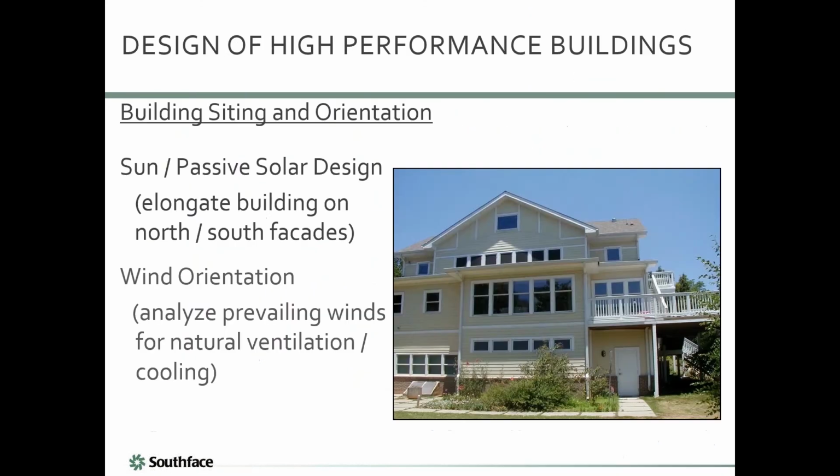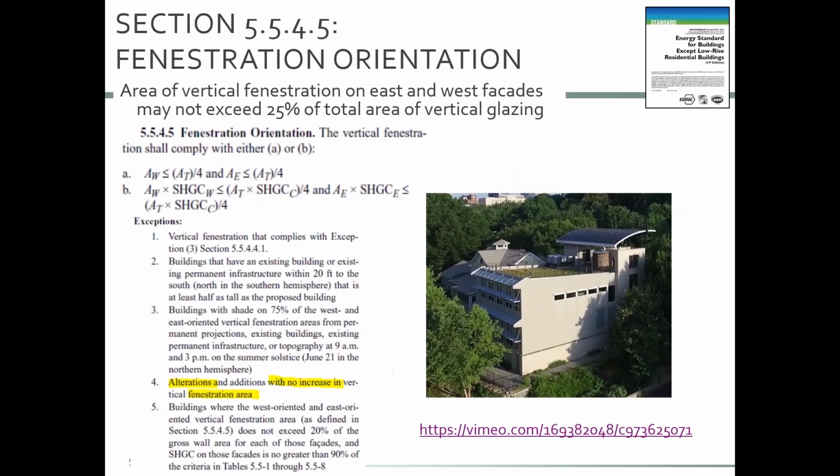There's always exceptions. I'm not going to go through them. I'll skip all that. This is one that I did want to mention, that the code is big on trying to encourage good passive solar design, where you're trying to minimize the glass on the east and west, and you're trying to maximize the glass on the north and south. You get a much better ability to control solar gain if the glass is facing north and south.